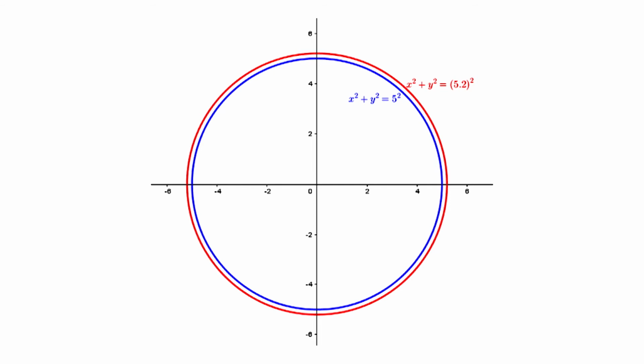If radius r increases from r naught is equal to 5 meter to r naught plus dr is equal to 5.2 meter, then estimate the increase in the circle's area A by calculating dA. We also compare this value with the true change delta A.